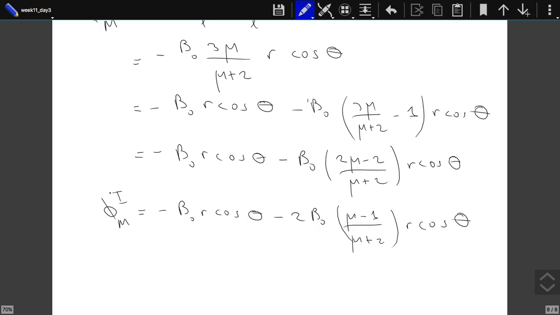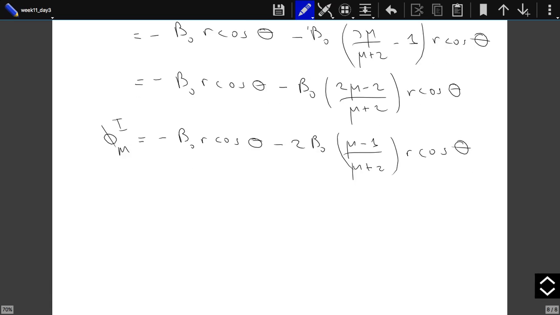Well, the reason why I separated into these two terms is, the first term is nothing but the phi m corresponding to the external B field. The second one is the one that is created by my material. And if you see, that is proportional to mu minus 1. So if there is no material, mu is equal to 1, there is no magnetization, as it should be.